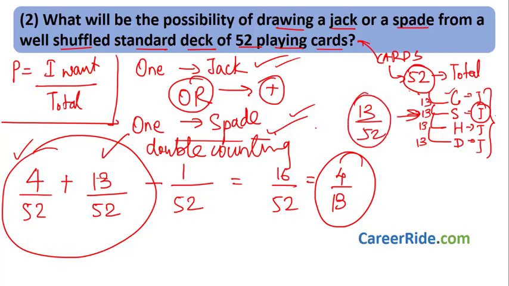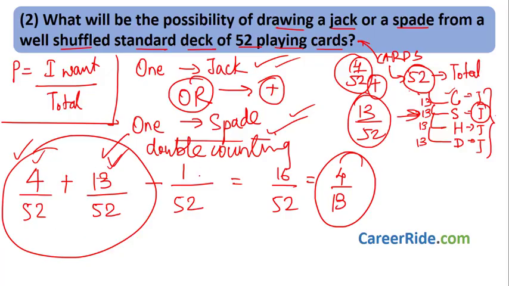And since it is OR, we add them. For the jack card we have 4 by 52, plus the spade card 13 by 52. But in the jack card I can choose a jack of spade, correct? So that probability I have included over here. But again the same probability of choosing a jack of spade is included over here, because there are 13 spade cards and one of the spade cards is the jack. So again the jack of spade is counted over here. That should not happen. There should not be double counting. So we have to remove the jack of spade probability from this sum.